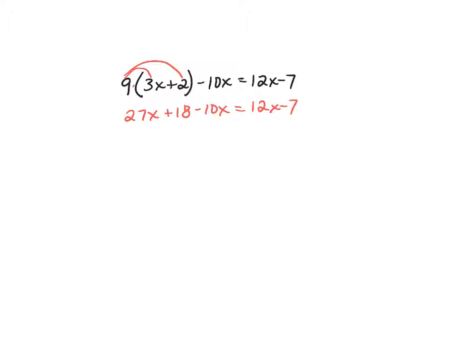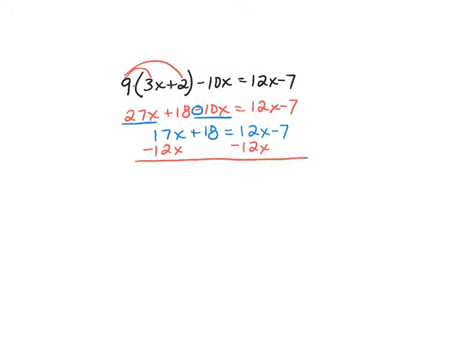Now I'm going to take a look at that left-hand side, and I notice that I have some terms that are like terms. 27x subtract 10x gives me 17x. So that left-hand side is 17x plus 18. The right-hand side is still 12x subtract 7. I'm going to work on getting the x's together, so I'm going to go through and subtract 12x from both sides because it's the smaller of those two x terms. So on the left-hand side, I'm left with 5x plus 18.